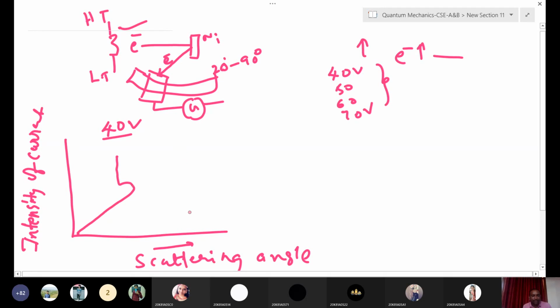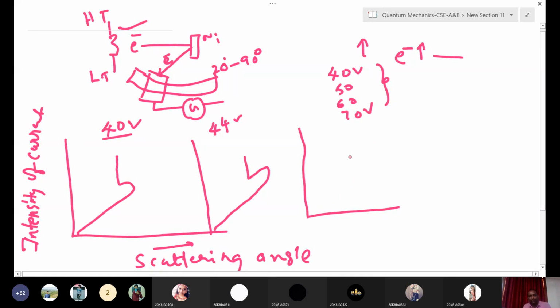After that, again we are increasing the voltage, suppose to 44 volts. This bump is slightly more increased. Again like that we are increasing through several voltages. At 54 volts the maximum bump is observed. At 54 volts the bump has maximum intensity, at 50 degrees.